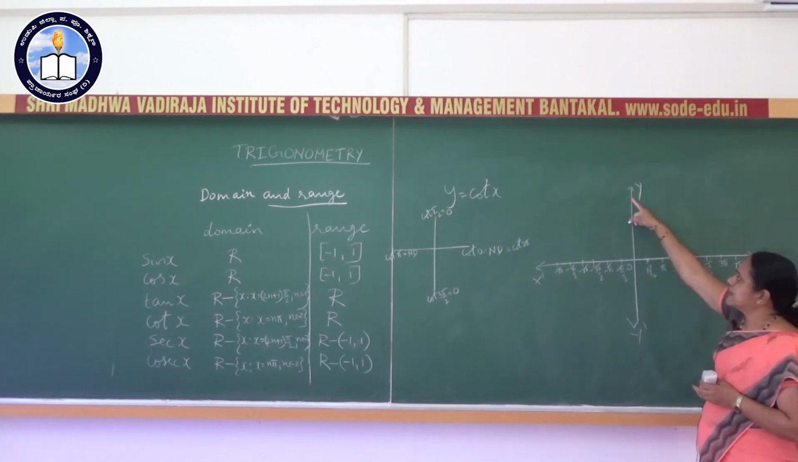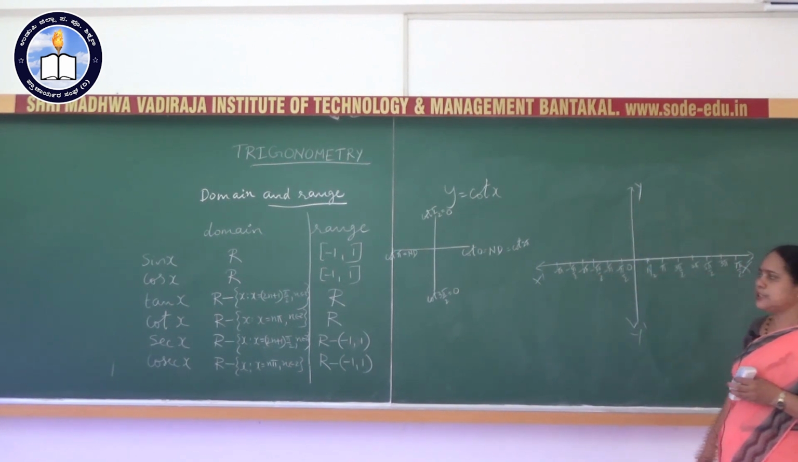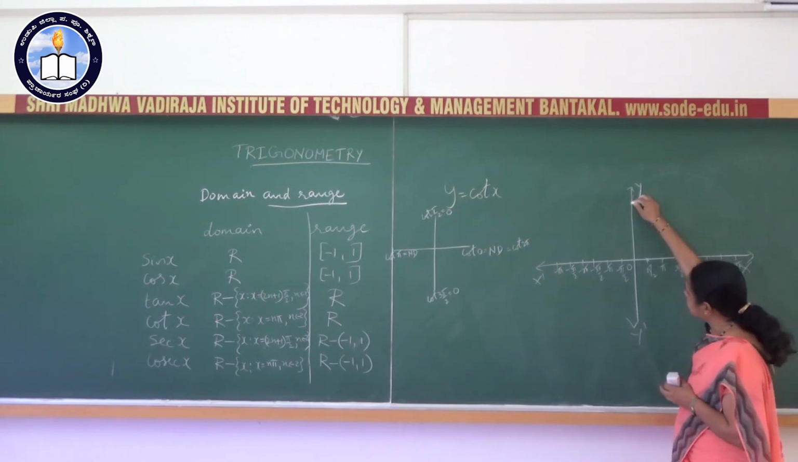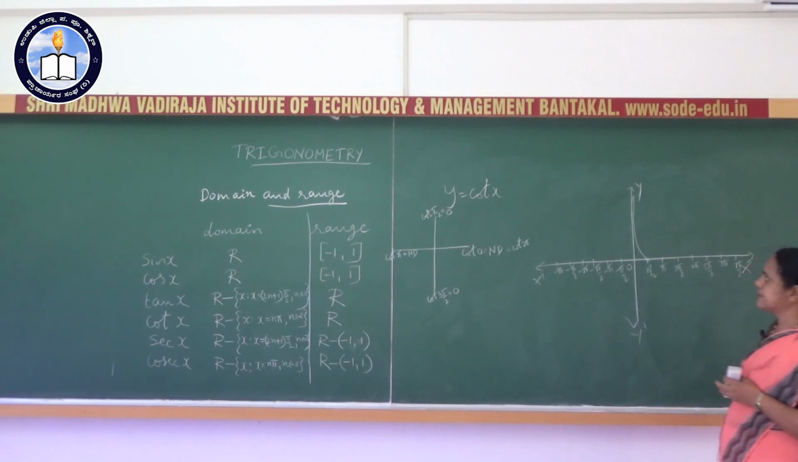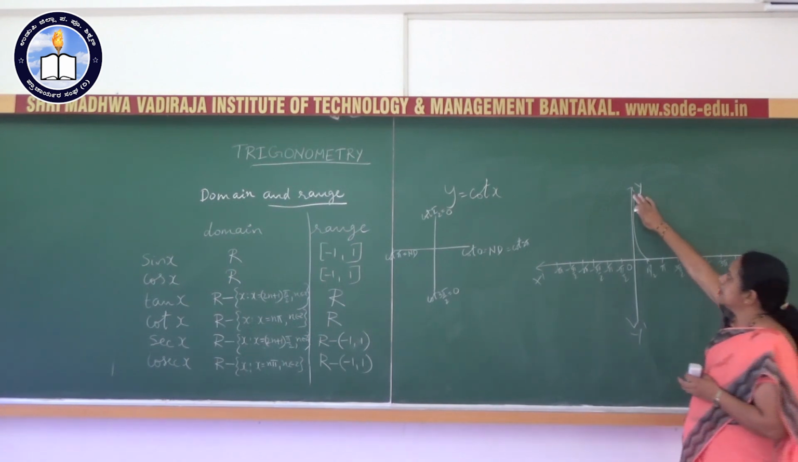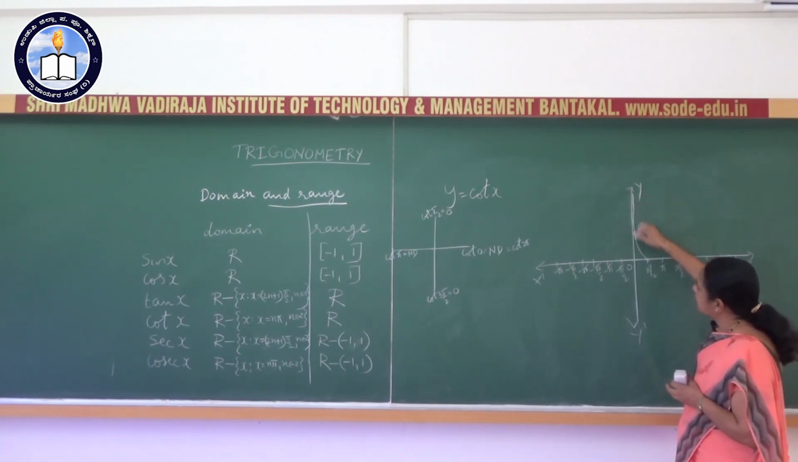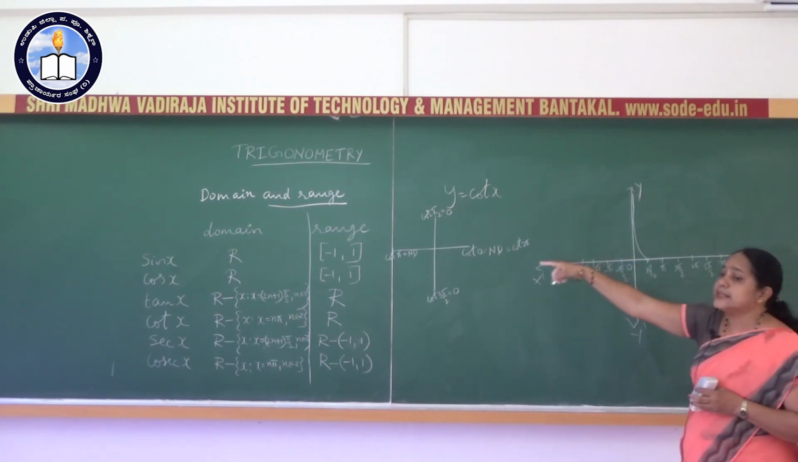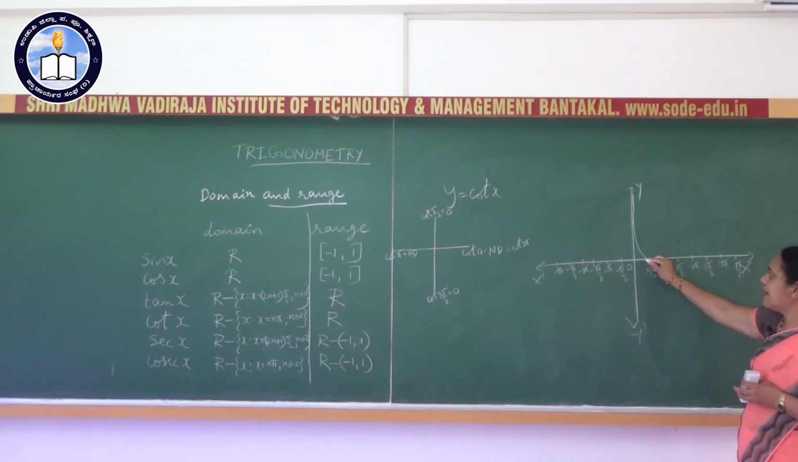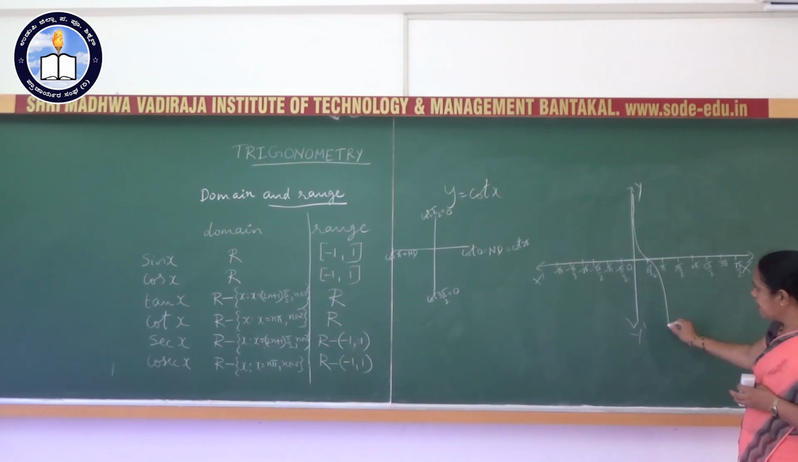In the first quadrant, cot theta is positive, cot x is positive, so the graph lies completely above the x-axis. Cot pi is not defined. In the second quadrant, cot theta is negative, so the graph lies completely below the x-axis.